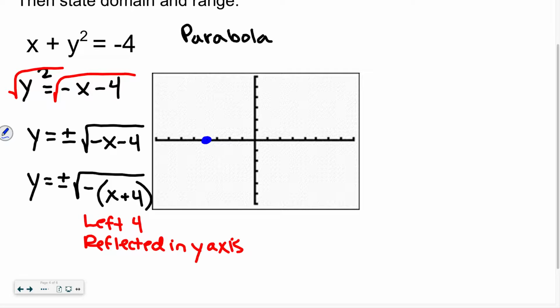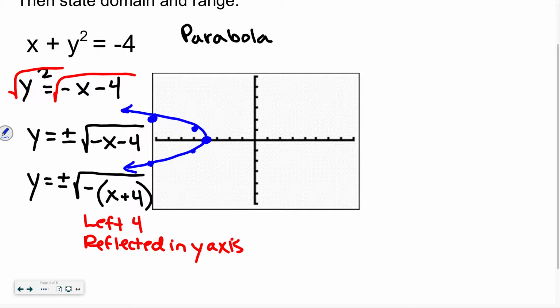In order for there to be a reflection in the y-axis, instead of plotting your other points to the right, now we're going to plot the other points to the left. But there's, again, no stretch or shrink. So we can just go up 1, left 1, up 2, left 4, reflect, draw a parabola. Okay, so there's my positive and there's my negative.